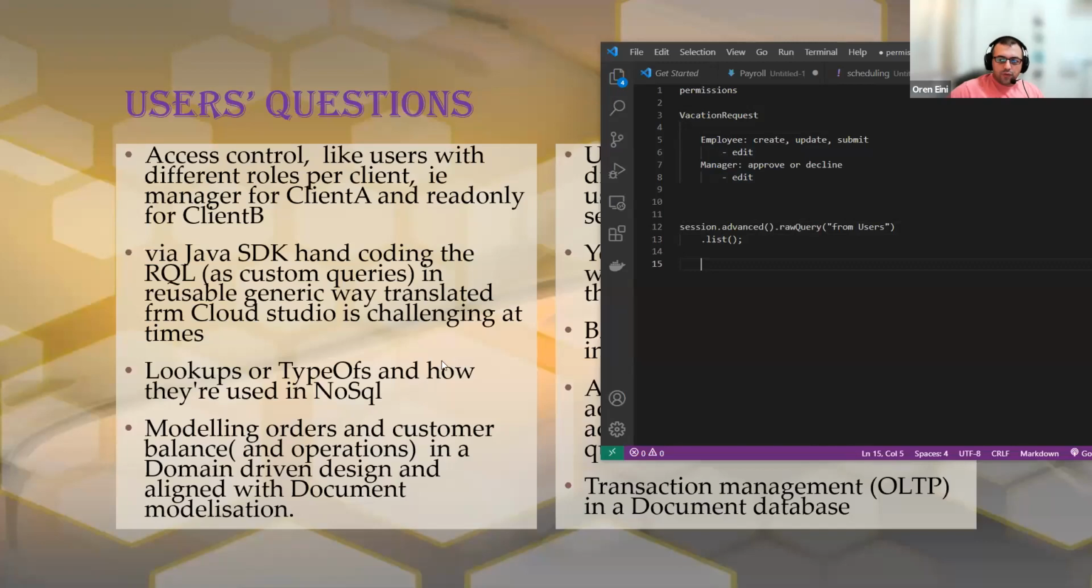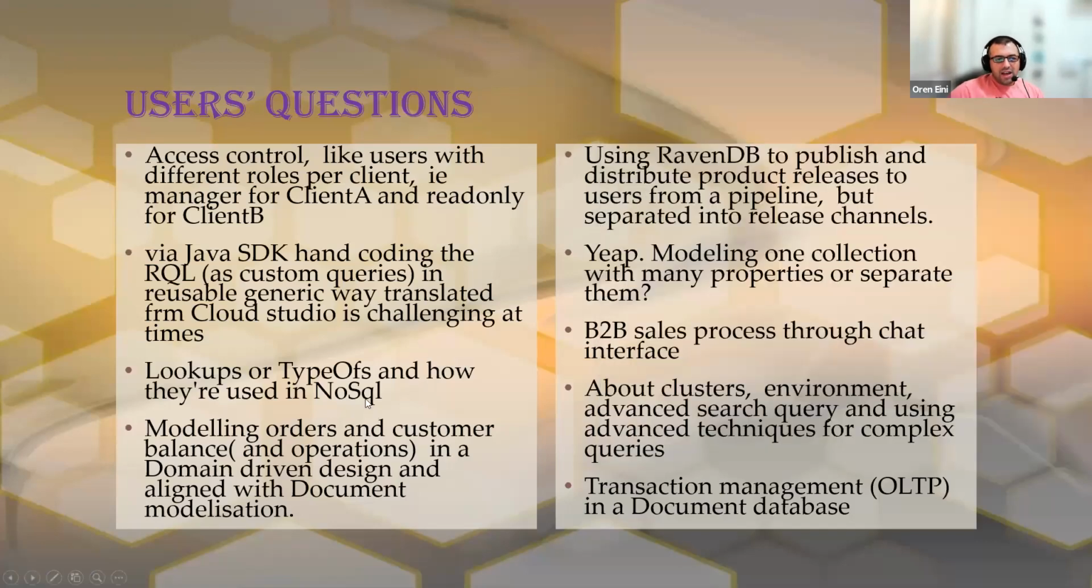Lookups or types of, and how do I use them in NoSQL? This is mostly, I think, about configuration documents, countries, those sort of things, and I think that I already discussed it here. Orders and customer balance and operations in domain-driven design and align with document modelization. So I think that I cover some of that in this webinar.